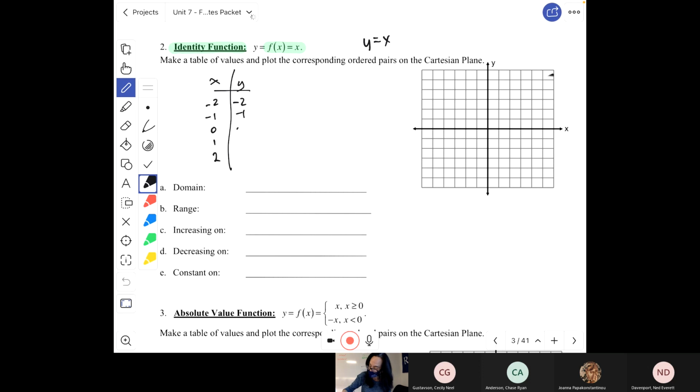It's the same value, right? So if I plot these points, 0, 0, 1, 1, 2, 2, 3, 3, 4, 4, 5, etc., whatever the x value is, the y value is the same. And again, this is going to prove to be a very important line in this class and beyond. So let's talk about the domain of the identity function. What is the domain? Yes. What is the range? Same thing. Where is this function increasing?